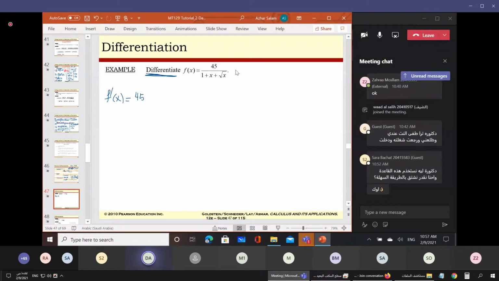Rewrite the function. This is equal to 45 multiplied by the denominator 1 plus x plus square root of x, to the power minus 1. Anything in the denominator, take it to the top with a negative sign, like this. Also here, a square root, I can rewrite it like this. Now I will change only the square root. It will be 1 plus x to the power half, all to the power minus 1.